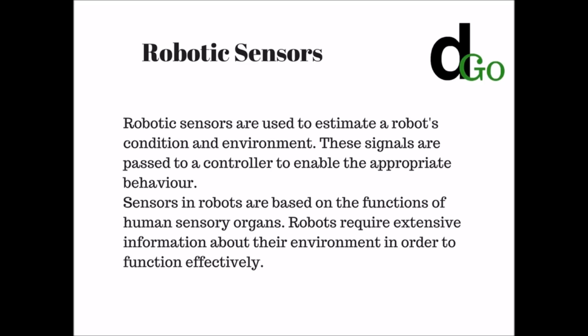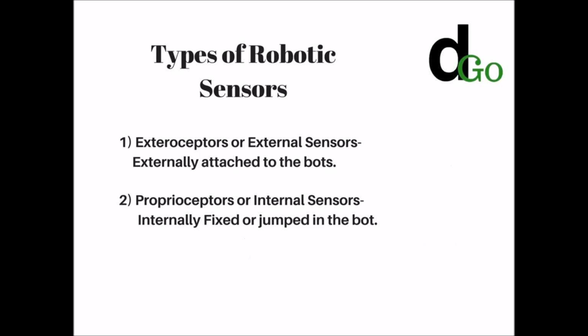Robotic sensors are used to estimate a robot's condition and environment. These signals are passed to a controller to enable the appropriate behavior. There are two types of robotic sensors: exteroceptors or external sensors, which are attached externally to the bot, and proprioceptors or internal sensors, which are fixed inside the bot.